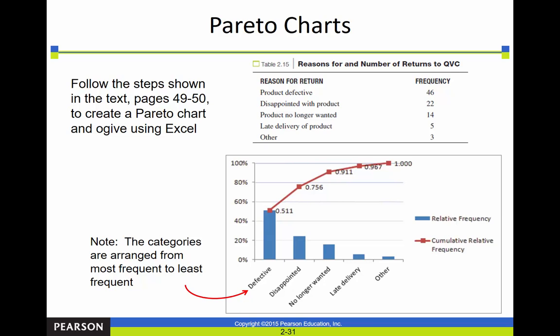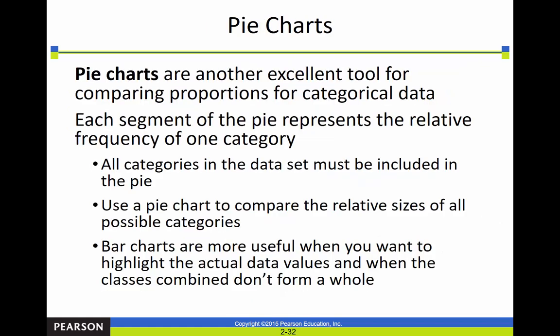And the two of them together, by following the line graph up, account for 75.6%. And then the no longer wanted accounts for about 15%, something like that. And combined, those three, defective, disappointed, and no longer wanted, account for 91%. That's valuable to me as a decision maker because I can see that a relatively small number of issues are causing a big number of my problems, and that's valuable.